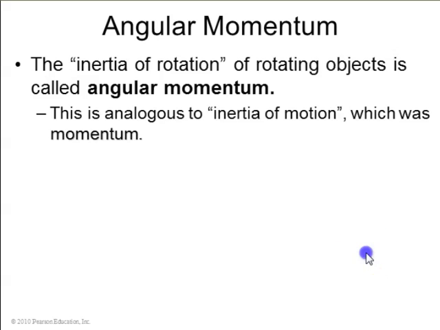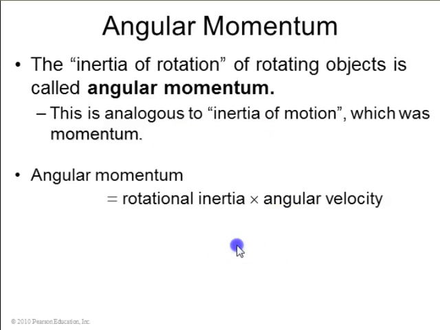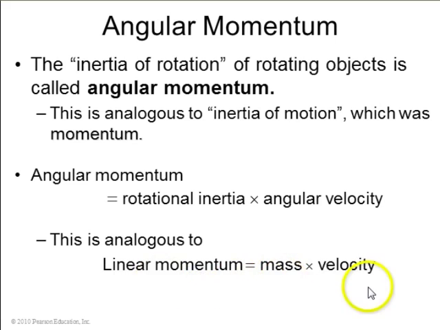Angular momentum is analogous to linear momentum. It's an inertia of motion. Linear momentum was mass times velocity. Angular momentum is rotational inertia, I, times the angular velocity. It's an analogous equation.